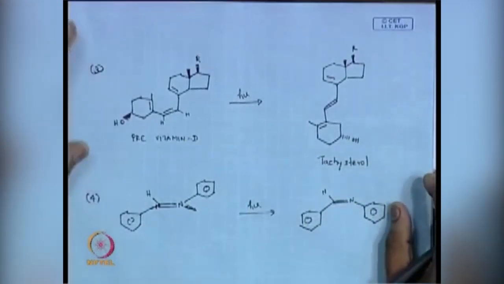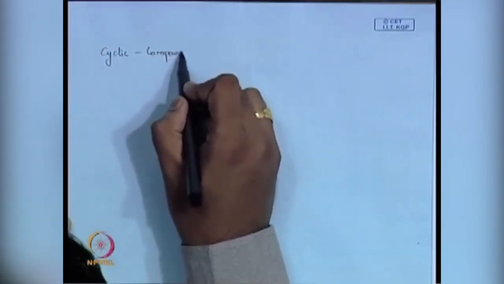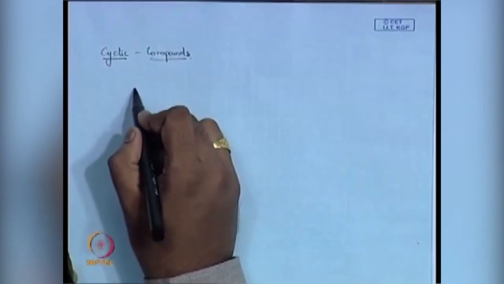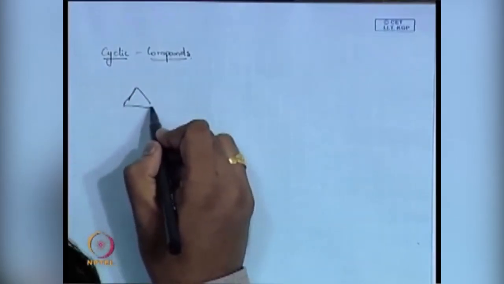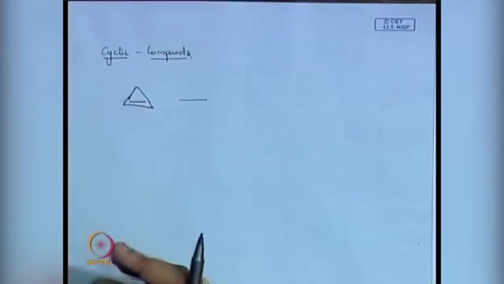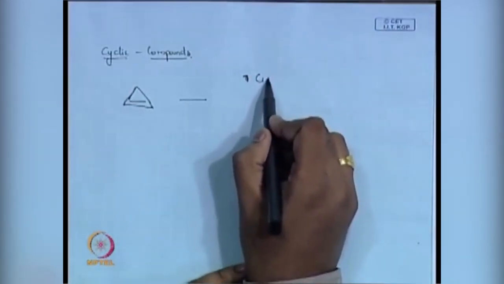Nice systems. Okay, now a little bit more interesting, we will go to cyclic systems. Drawing the trans in cyclic systems is a little bit interesting. Before getting into cyclic systems, I will tell you some cyclic compounds. We will start from the smallest ring, cyclopropane. How does cyclopropane exist? I can put cis and trans here.